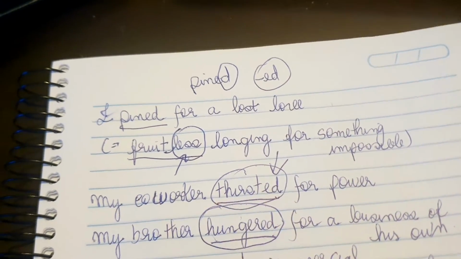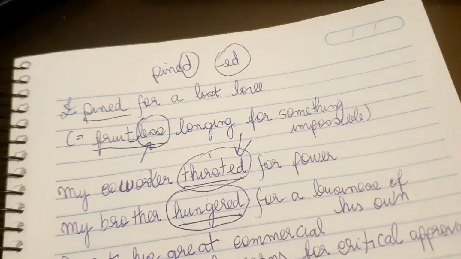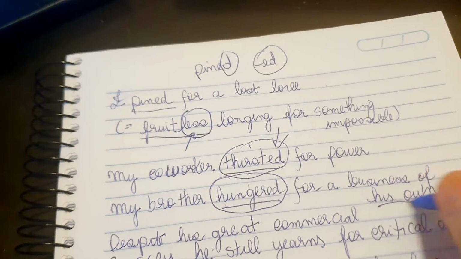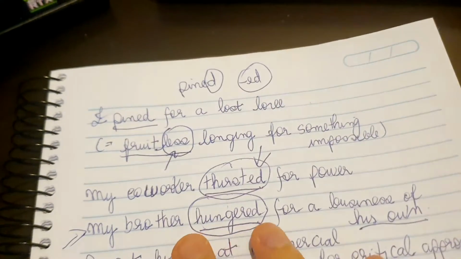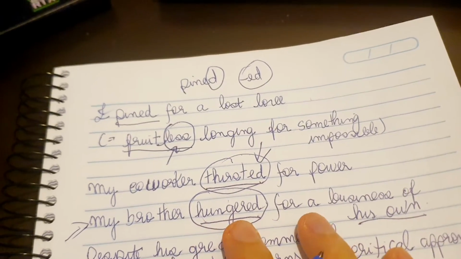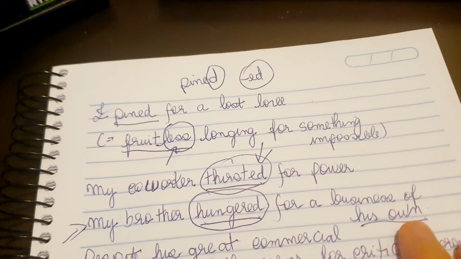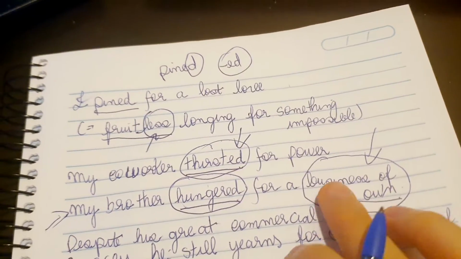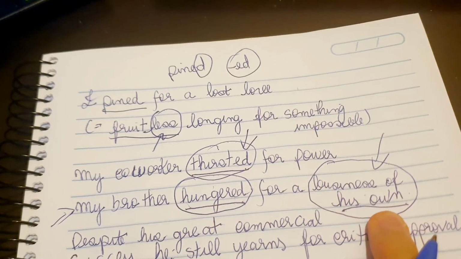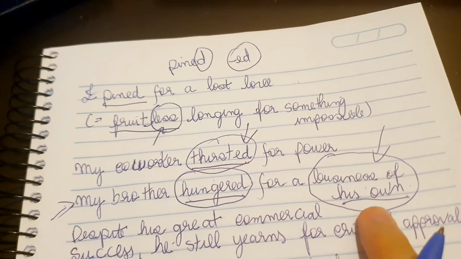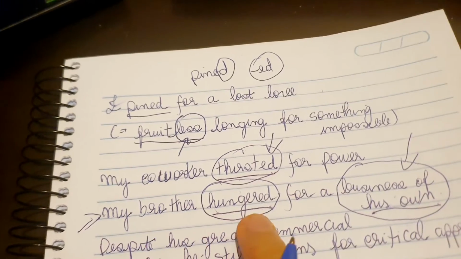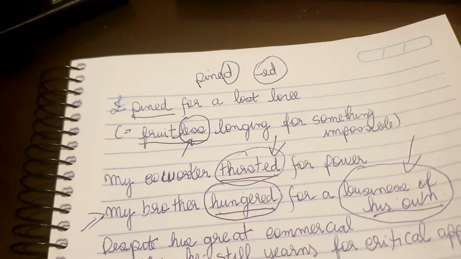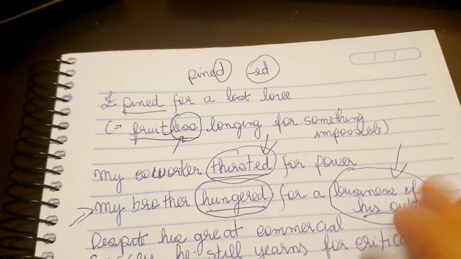My co-worker craved for power. It's another word. My brother hungered for a business of his own. It means that it's my brother's dream. He wants so badly to have a business of his own. What does business of his own mean? It means a business which belongs to him, which belongs to my brother. So when I say my brother hungered for a business, it means that he is striving, he is fighting to have a business of his own.